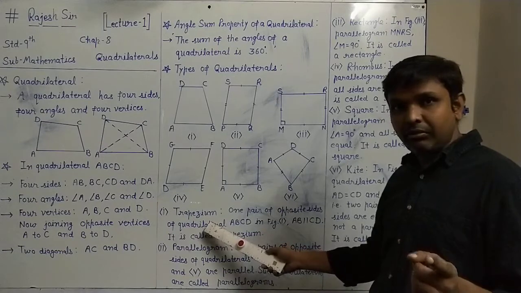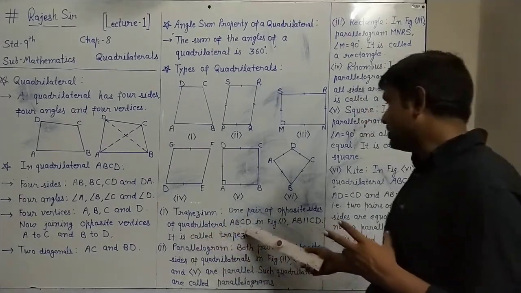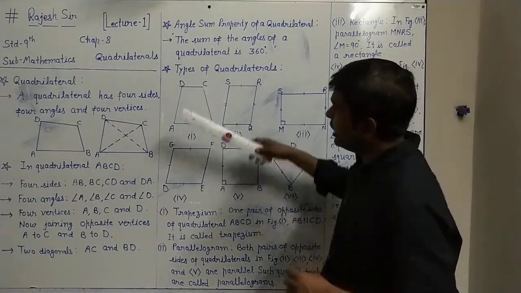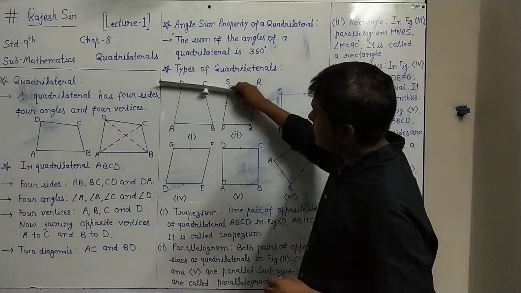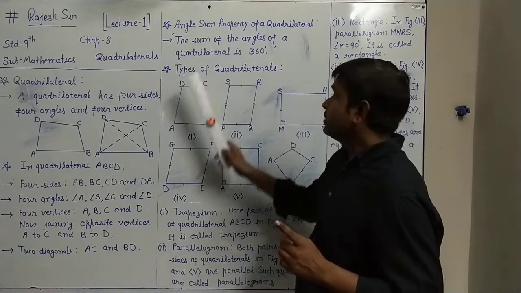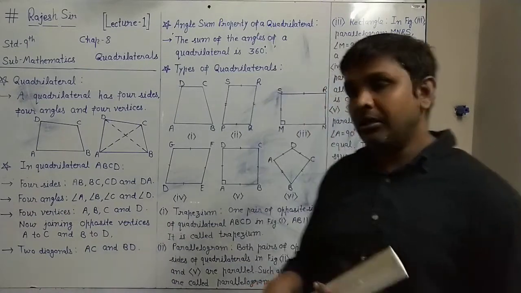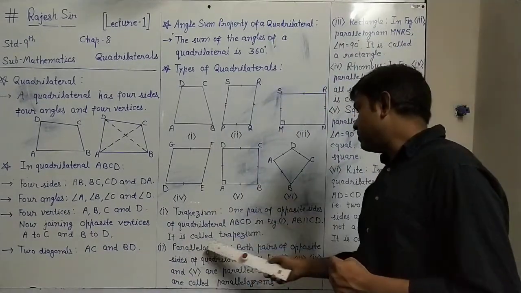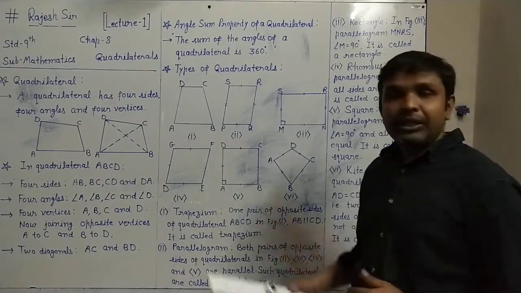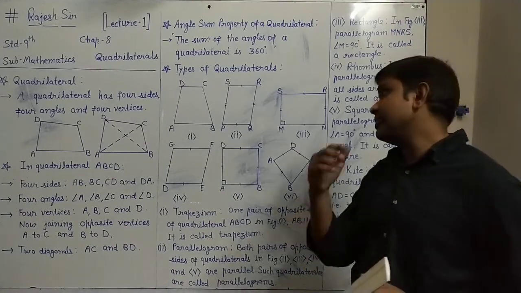It's called trapezium. The definition: one pair of opposite sides of quadrilateral ABCD in figure 1, that is AB parallel to CD. You can see in this figure carefully, this AB and CD, one pair of sides is parallel, the other is not. Only one pair of opposite sides is parallel. So this type of quadrilateral is called trapezium. Simple. In a quadrilateral, if only one pair of opposite sides is parallel, it is called a trapezium.